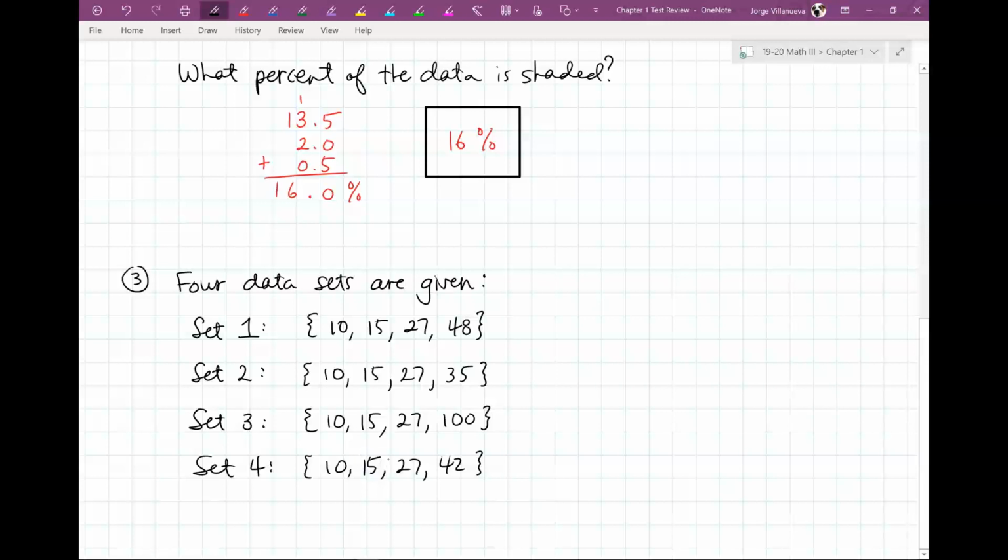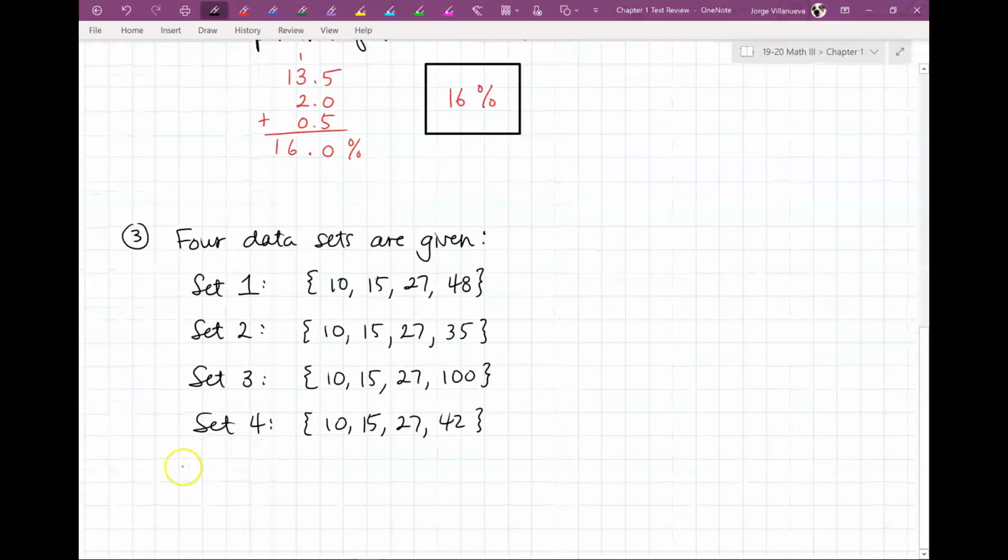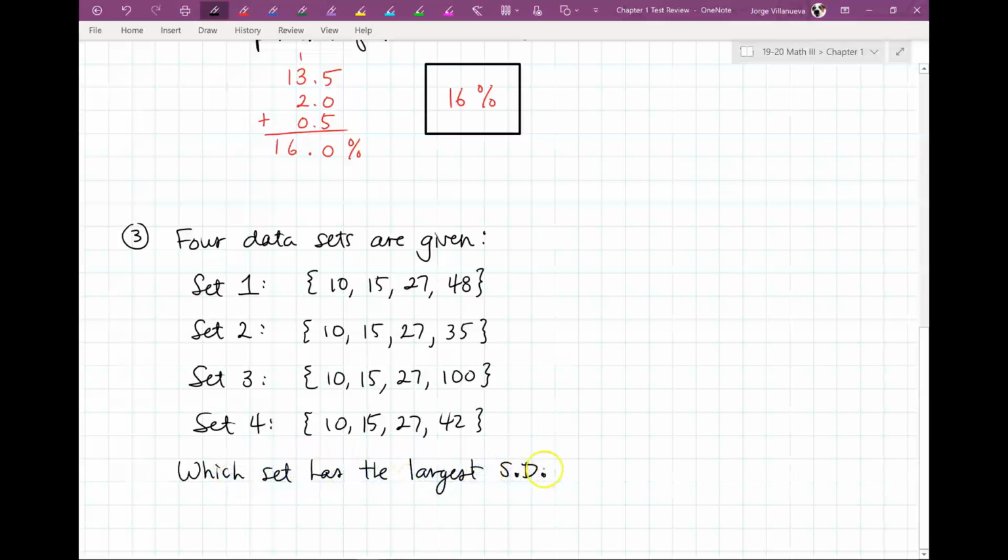So I'm giving you 4 data sets, and here's the question: which set has the largest standard deviation? Again, this is a really easy question if you know what you're looking for. Anybody have an idea?